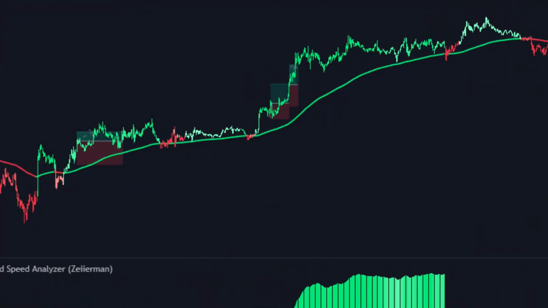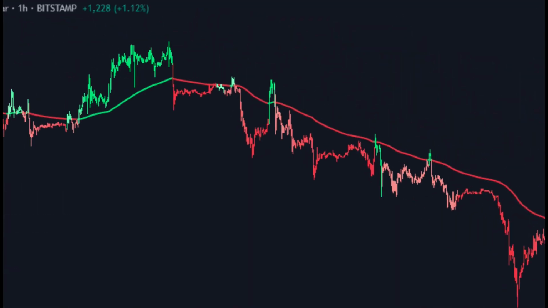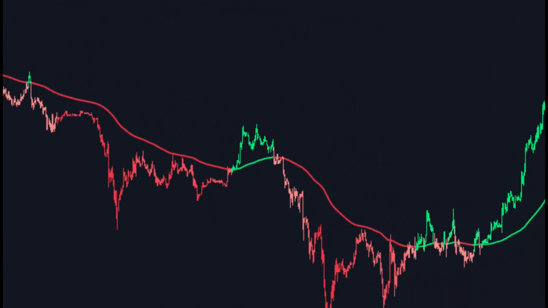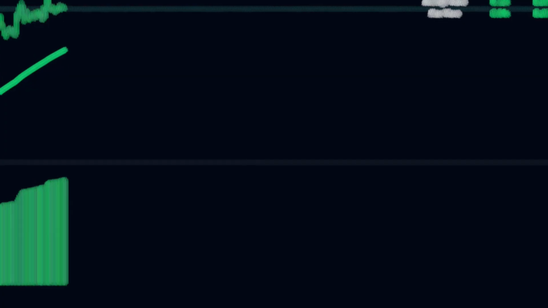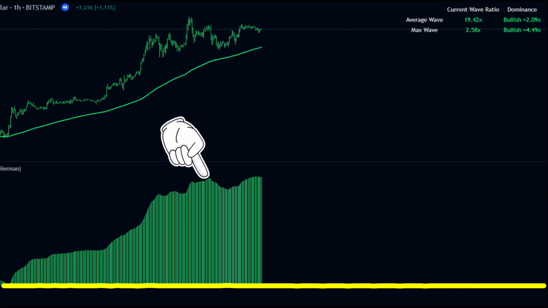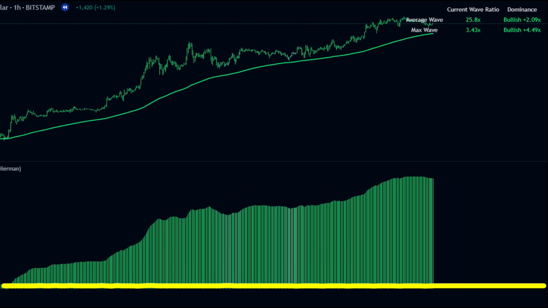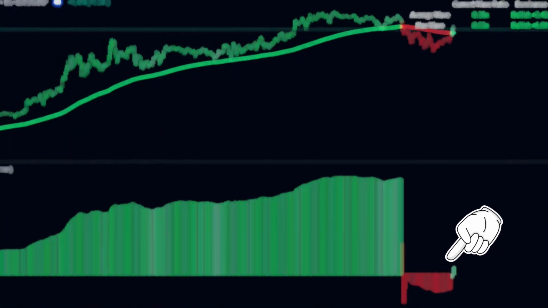1. Dynamic trend line. Green indicates an upward trend. Red indicates a downward trend. It can be used like a traditional trend line. 2. Speed histogram measures acceleration or deceleration based on the distance from the zero line. When bars grow, it signals trend strengthening. When they shrink, it indicates a possible reversal.